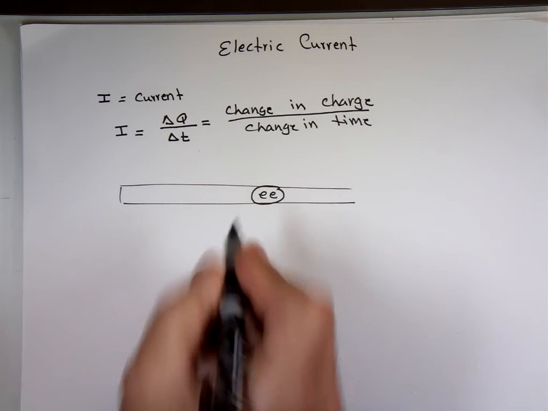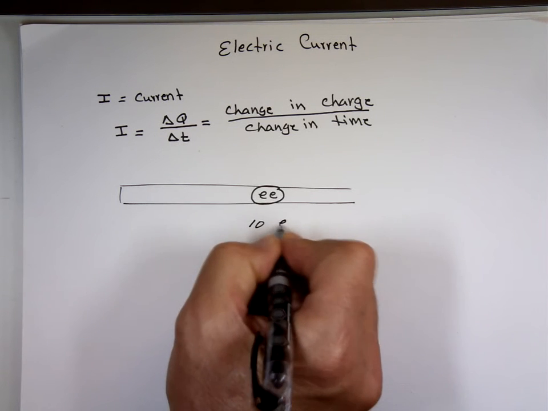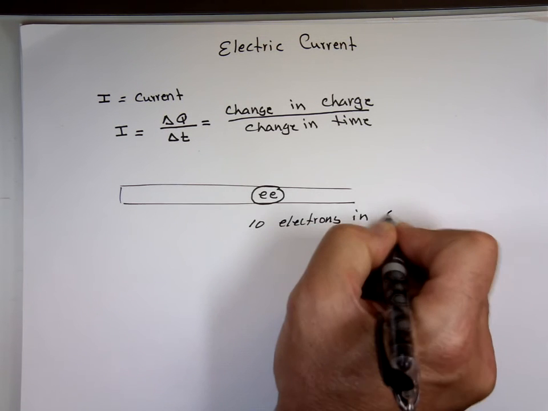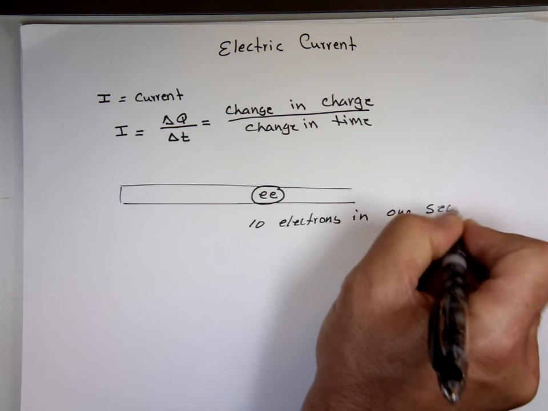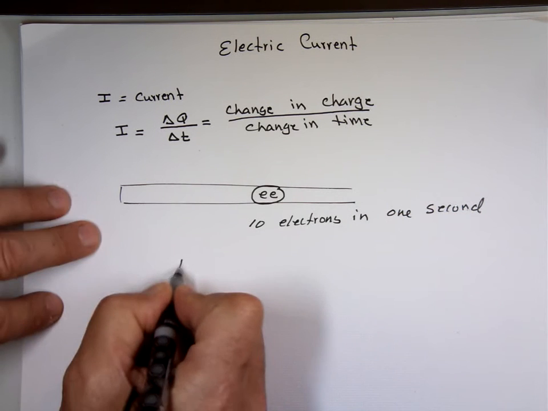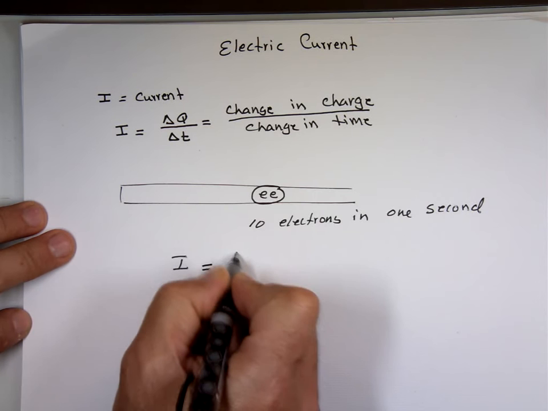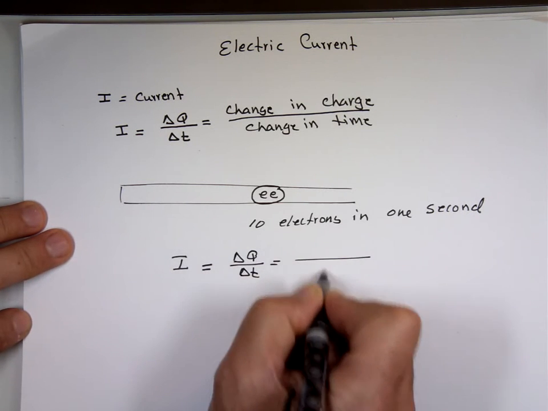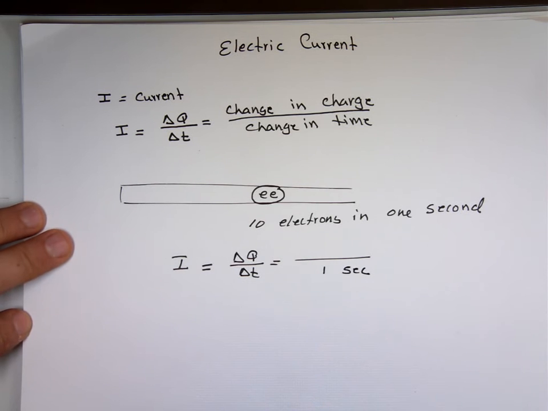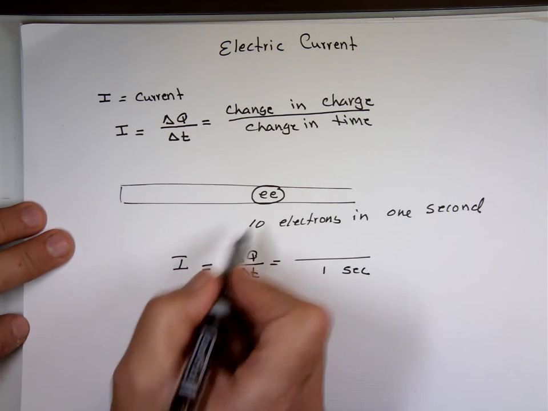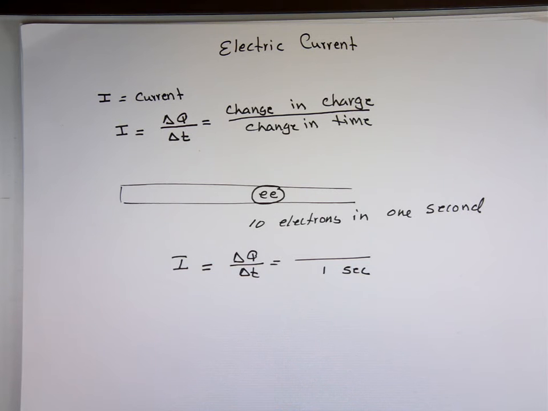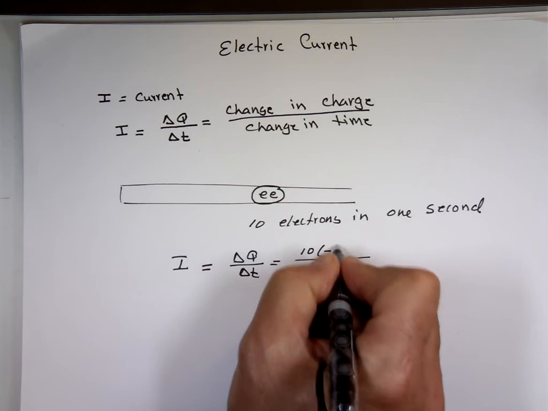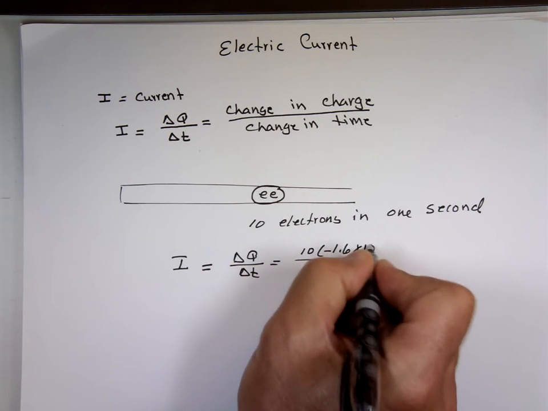So if, for example, 10 electrons went through it in 1 second, then the current will be the change in the charge over the change in time. We know the time was 1 second. And what was the change in charge? I counted 10 electrons going through it. Well, each electron has a charge of negative 1.6 times 10 to the negative 19.